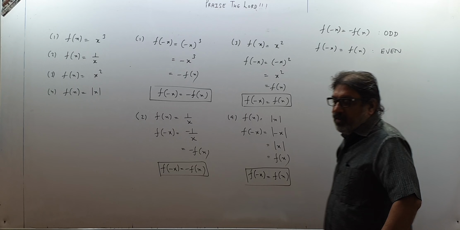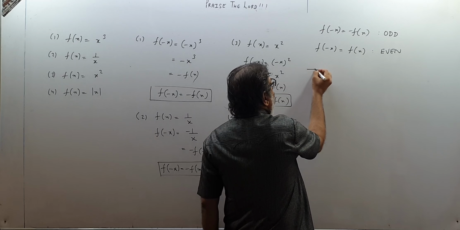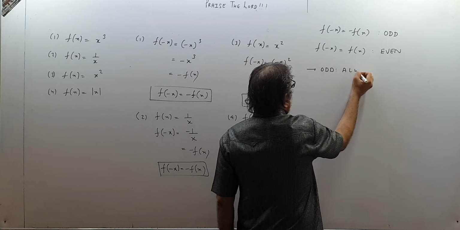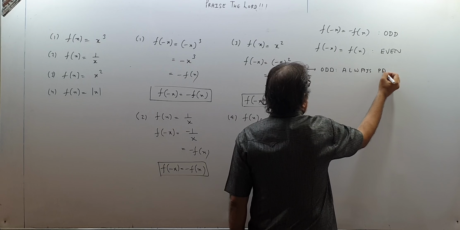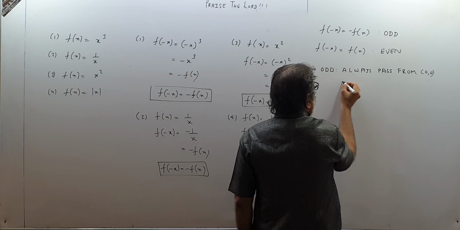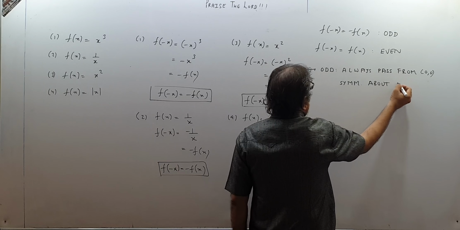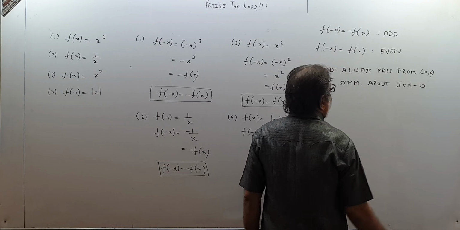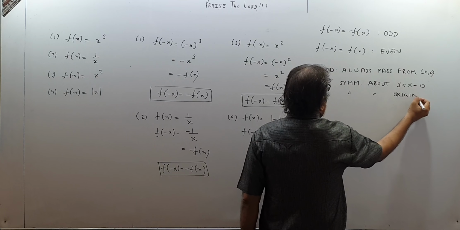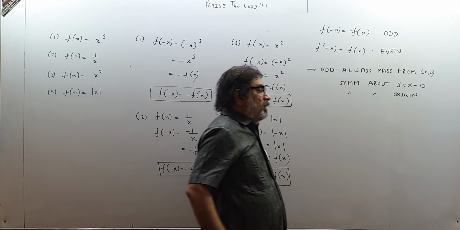Examples I gave. Children, remember that when you draw the graph of odd function, it will always pass through origin. It is compulsory. Always pass through (0, 0). And this graph will be symmetric about the line x plus y equal to 0. That means we say it is symmetric about origin. So when we say it is symmetric about origin, it is symmetric about the line x plus y equal to 0. What is the meaning of that?